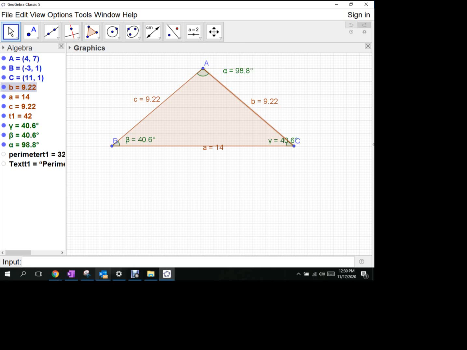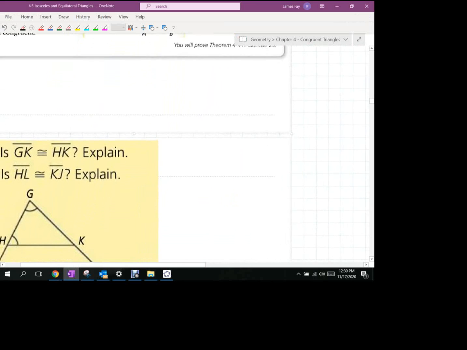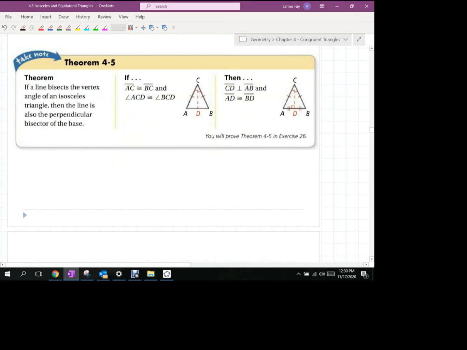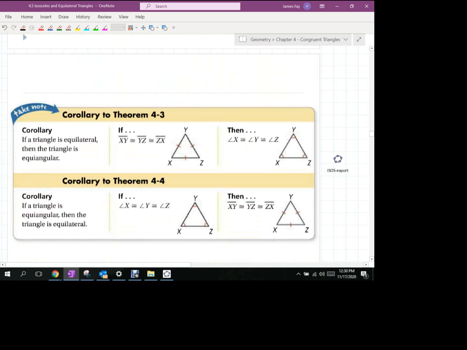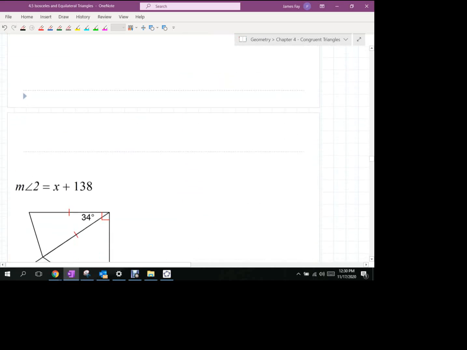What they ask you to eventually do is just like anything else when we've dealt with a congruency statement, where I talk about these, is that they'll do something like this.